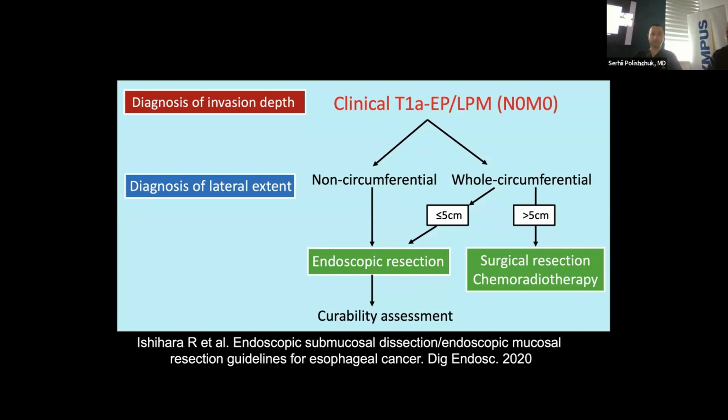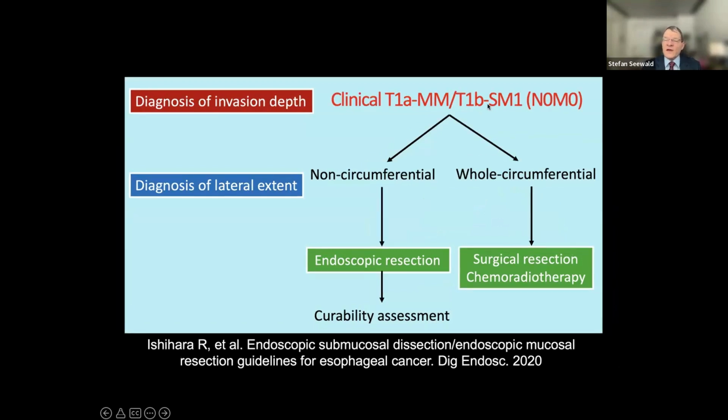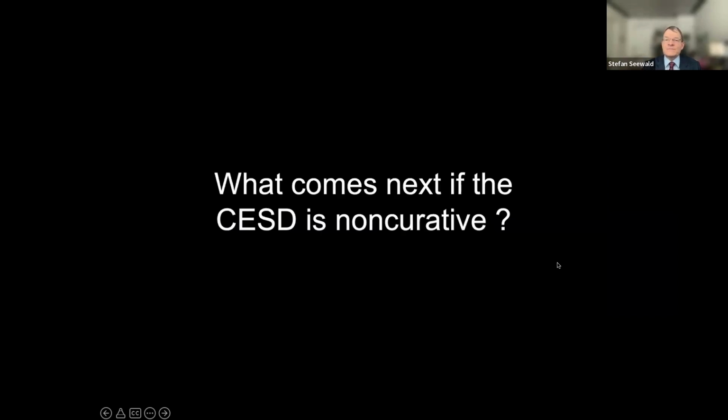Okay. When we look now in the guidelines, in the Japanese guidelines, if you have a suspected mucosal cancer, then circumferential ESD is recommended up to 5 centimeters. If the lesion is more than 5 centimeters, then surgical resection or chemotherapy has to be considered. And if you have a suspected submucosal invasion already, then the primary approach should be surgical resection.